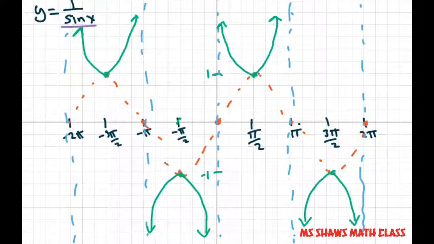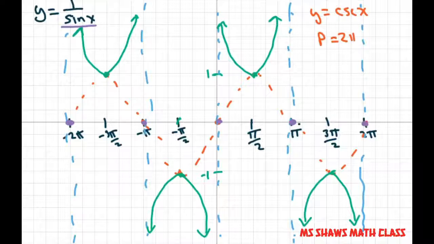So you can't divide by 0. So everywhere here we have asymptotes, and I drew my graph. This is just a little extra for the problem. So as you can see, the period of y equals cosecant of x, the period equals 2 pi. All right? Because it changes every 2 pi radians.